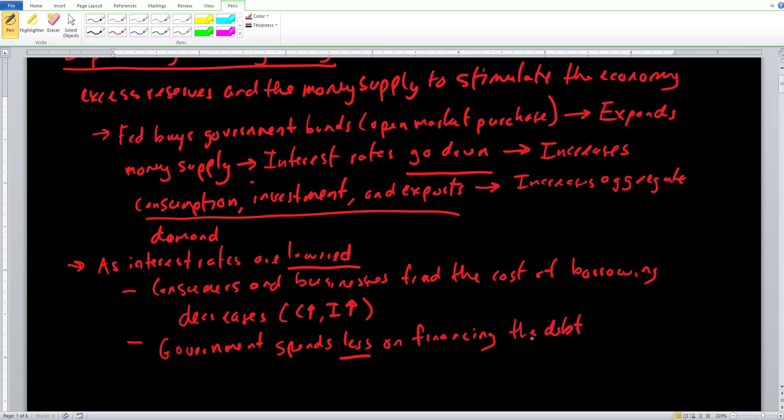So remember, with our government budget constraint, anytime the government runs a deficit, it adds to the national debt, and we have to pay some type of interest on that. But if interest rates get pushed down, the government is going to go ahead and pay less in terms of interest on the national debt. So here, as the government spends less on financing the debt, they can go ahead and spend somewhere else that really, really needs it. So once again, that's going to have an impact on aggregate demand and the economy.